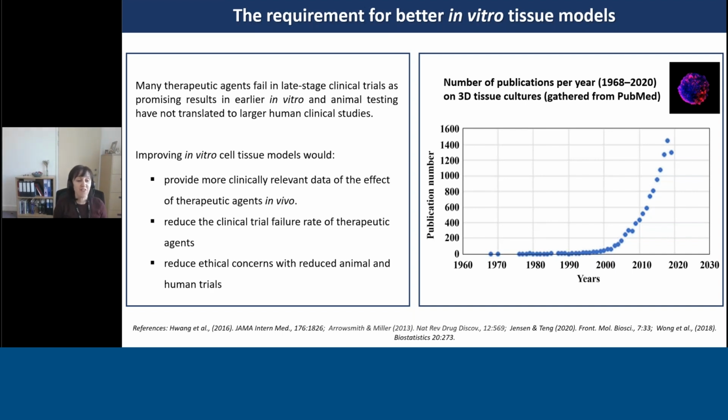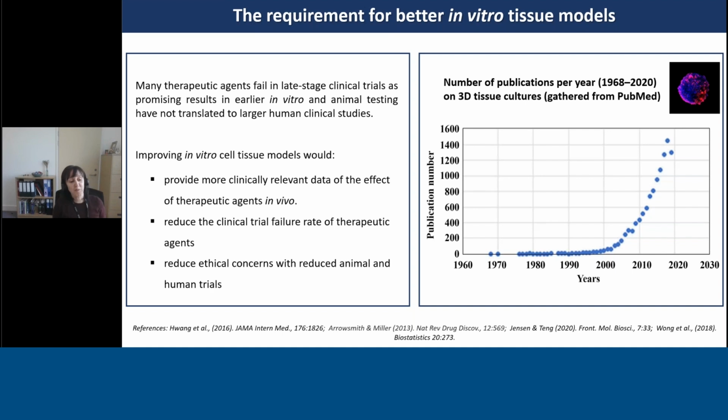So improving in vitro cell tissue models would provide more clinically relevant data of the effect of therapeutic agents in vivo. It would reduce the clinical trial failure rate of therapeutic agents, and it would also reduce ethical concerns with reduced animal and human trials.